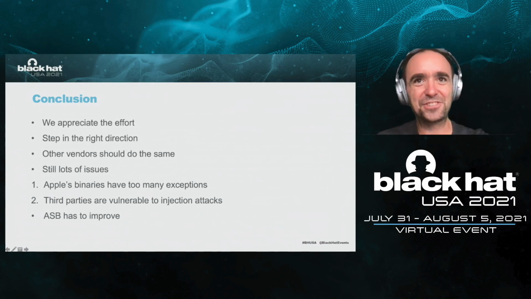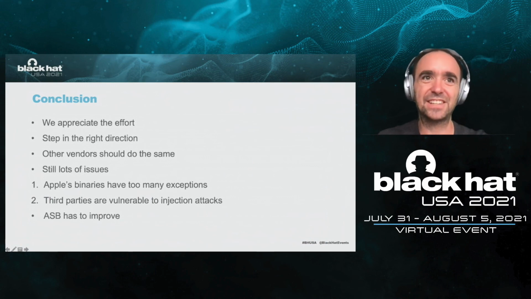Now, probably one of the major issues is that too many Apple binaries have exceptions to access private data, which opens up the road for abuses. And the other big issue is that many third-party applications, especially Electron applications, are vulnerable to injection attacks. So if those applications have access to private resources, then any attacker can access those private resources. And the ASB program has to improve.